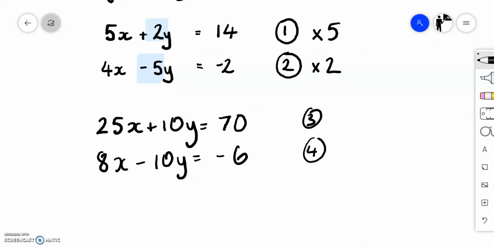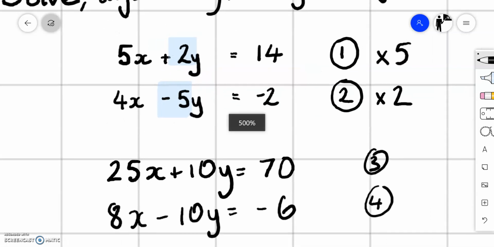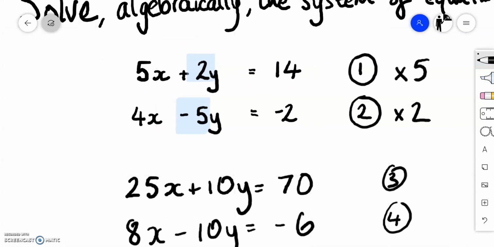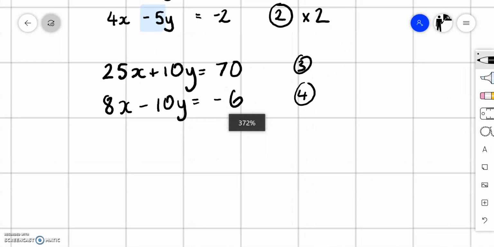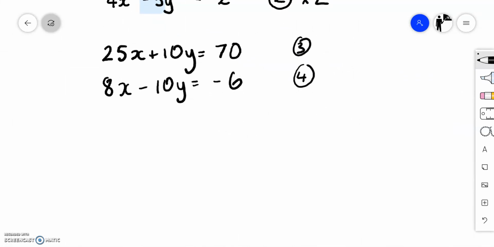So I have scaled here. I didn't need to choose the y's to eliminate. I could have chosen the x's. For example, I could have scaled these in such a way that both numbers would be 20 in front of the x, and we could have worked at it from there, but I've chosen to go with the y's. Okay, so we now want to try and eliminate the y's. So we've got a few options, or we've got two options. We can add these equations together, or we can subtract them.